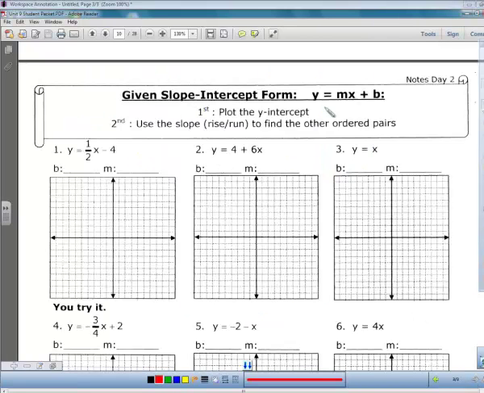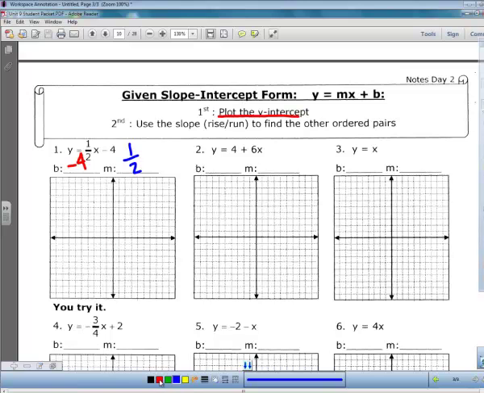This is what your page 9 should look like. We are going to plot the y-intercept first and then use the slope, our rise over run, to find the other ordered pairs. So looking at number 1, we have y equals 1/2 x minus 4. So my b, my y-intercept, is going to be -4. And then my slope, my m, is going to be 1/2.